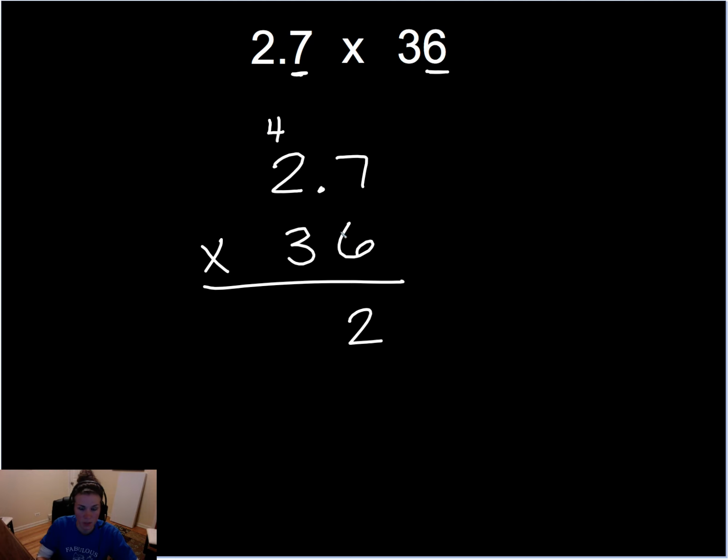Now I multiply starting in the ones at the bottom and going over up to the tens on the top. So 6 times 2 is 12, and then I add the 4. That would be 16. Notice there's no other places to carry it to, so I just write the 1.